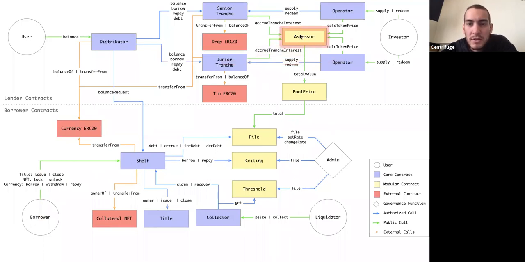And so the assessor manages the cash flows from the investors, accruing the interest that is owed to the senior, keeping track of how much is owed to the junior, and making sure that as investors you get paid what you're supposed to get paid.